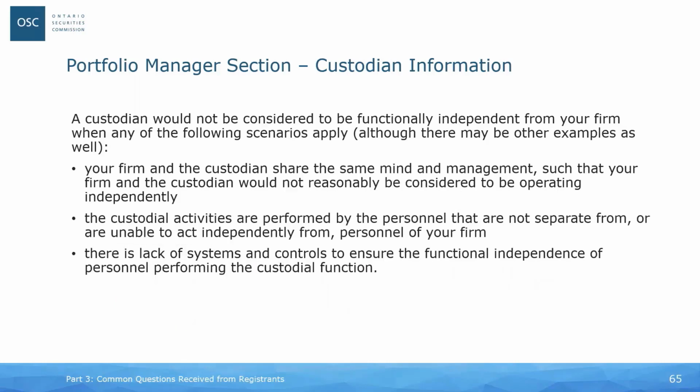One of the questions you have to answer for each custodian you list is: is the custodian functionally independent from your firm? Listed on the slide are some scenarios where a custodian would not be considered to be functionally independent from your firm. So if your firm and the custodian share the same mind and management, such that your firm and the custodian would not reasonably be considered to be operating independently, or the custodial activities are performed by personnel that are not separate from or are unable to act independently from personnel of your firm, or there is a lack of systems and controls to ensure the functional independence of personnel performing the custodial function.